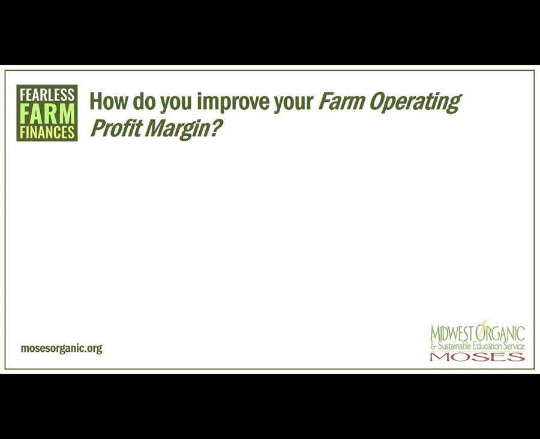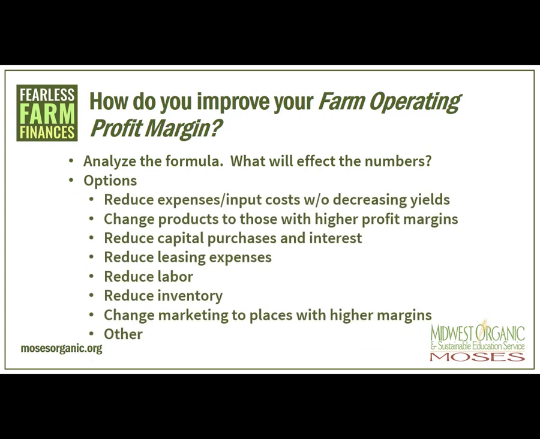So how do you improve your farm operating profit margin? Well, let's analyze the formula. What will affect the numbers based on the formula? So thinking about that, we know it's related to revenue and expenses. So our options would be to reduce expenses or our input costs without decreasing yields. So if we can do that, we know that, hey, we're going to increase our profit margin.